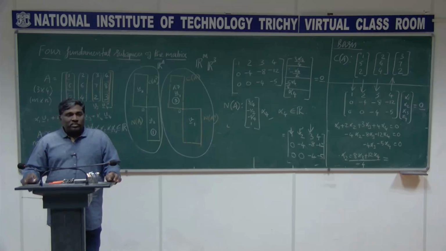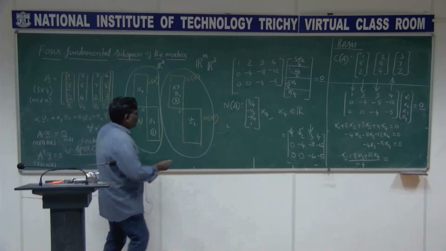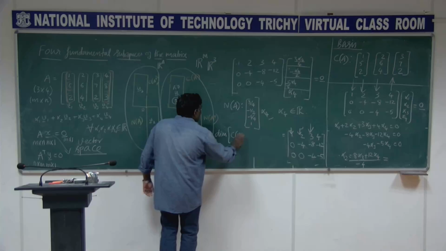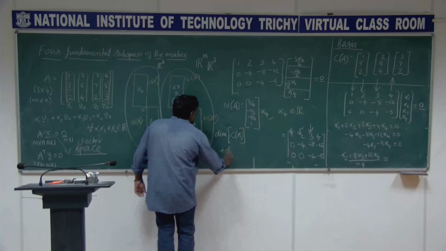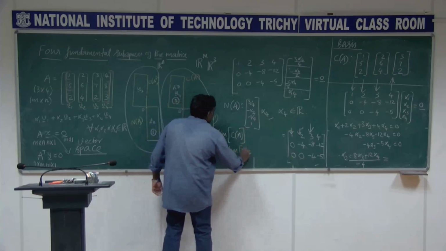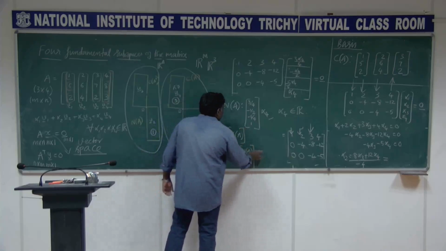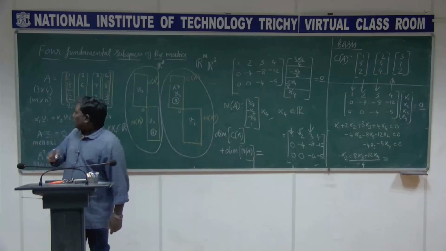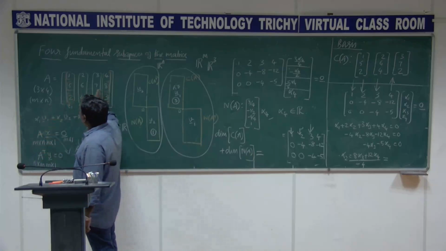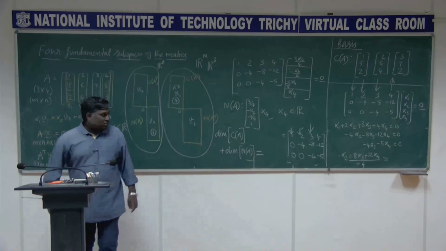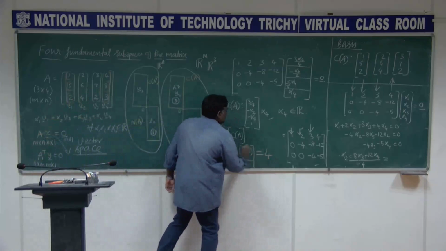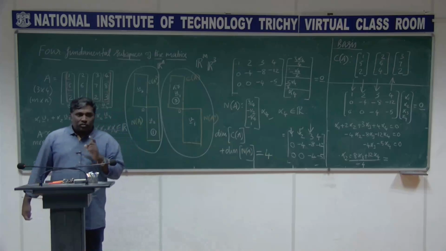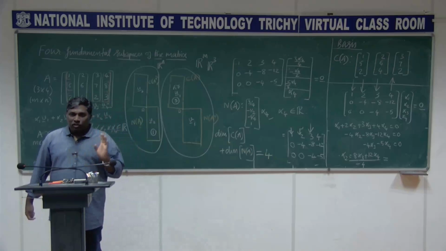I'll write it like this. The dimension of the column space of A plus the dimension of the null space of A is equal to the number of columns of the matrix A. Here in this case the number of columns is 4. The dimension of column space of A is 3, the dimension of null space of A is 1, and 3 plus 1 is 4 here.